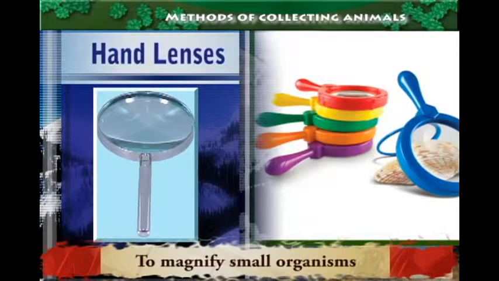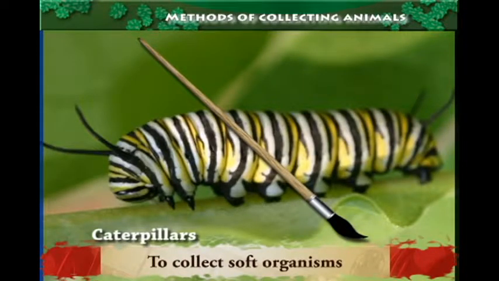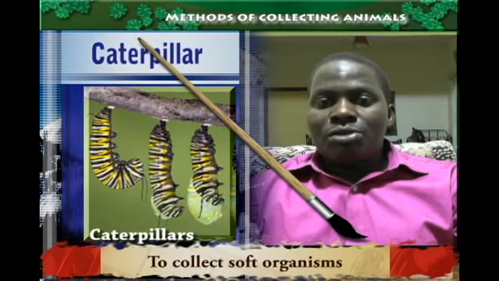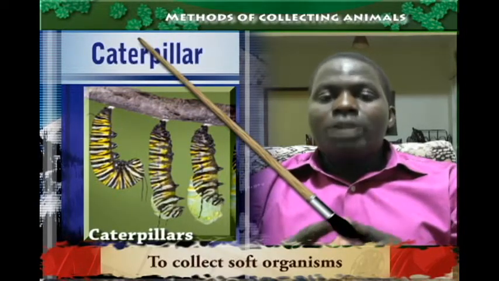Then we have the pie dish. The pie dish can be used to collect organisms that are in the bush, insects that are underground, and so on. Then we can also use a paintbrush. A paintbrush can be used for delicate and soft organisms, like caterpillars, those ones which can easily burst. We can use a paintbrush to push them and bring them where we want to put them.